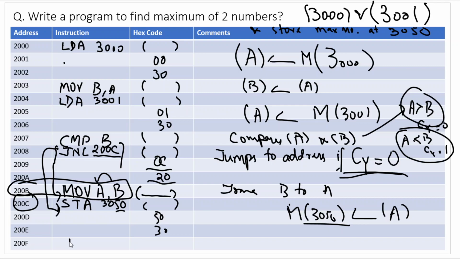And finally, halt this instruction. And halt, you should remember that the opcode of halt is 76. Fine. So this is your program to find the maximum of two numbers and store that result at which location? 3050. So moving on to the next question.